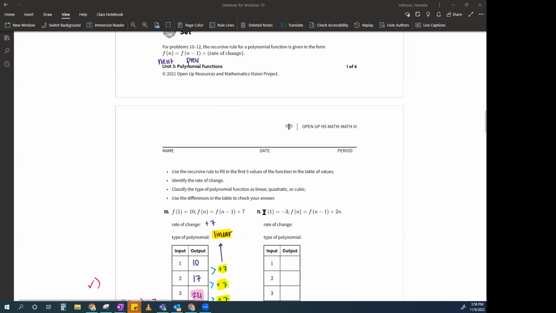So the first thing that I see is they gave me this thing right here. f of 1 equals -3, which you should know what that means. What does f of 1 equals -3? What does that actually mean?